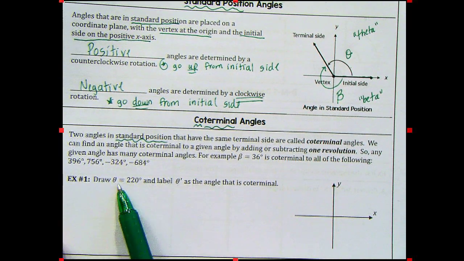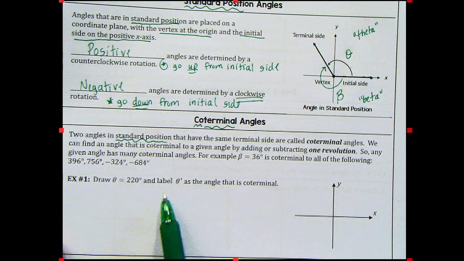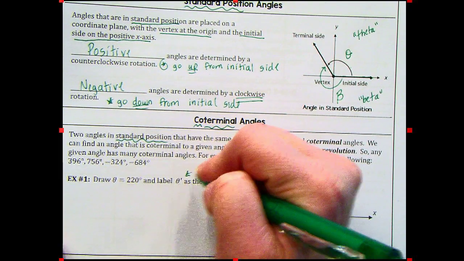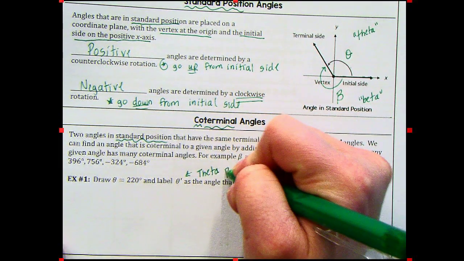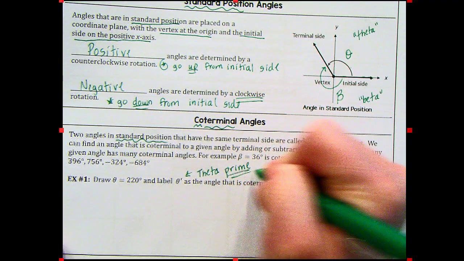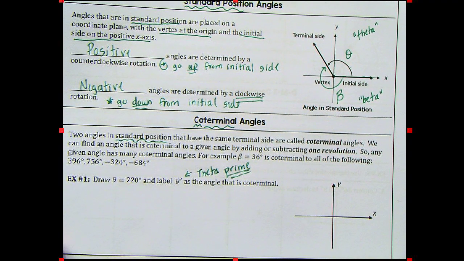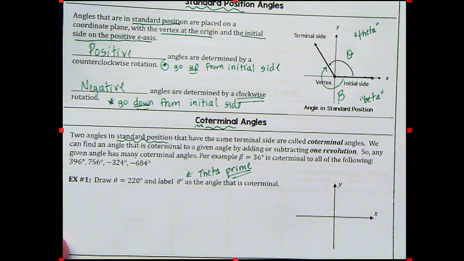So it says draw theta is equal to 220 degrees and label this as theta prime. Theta, that little mark there means prime, theta prime. That just means that it's the second angle. And label theta prime as the angle that is coterminal.